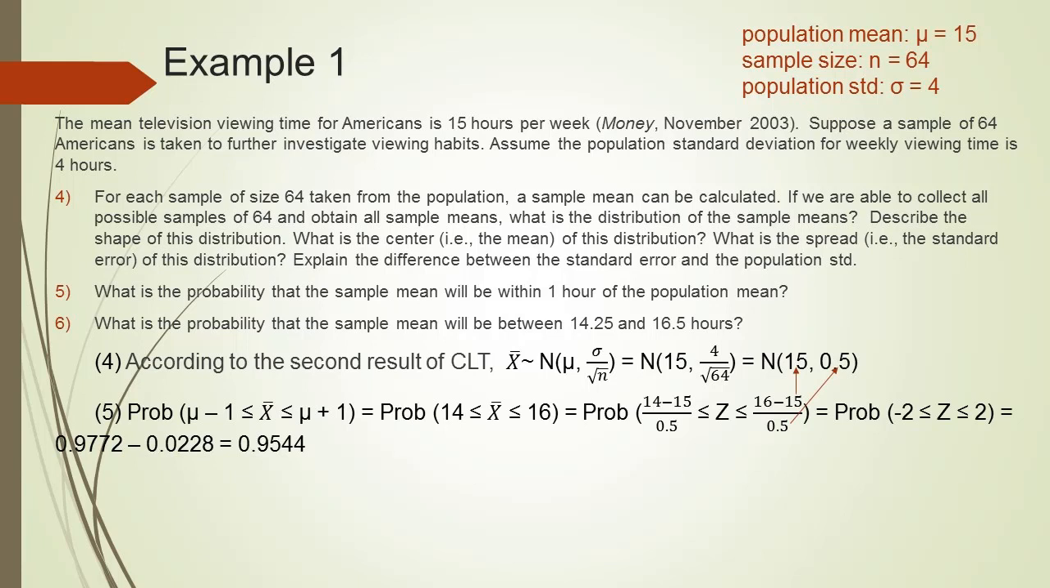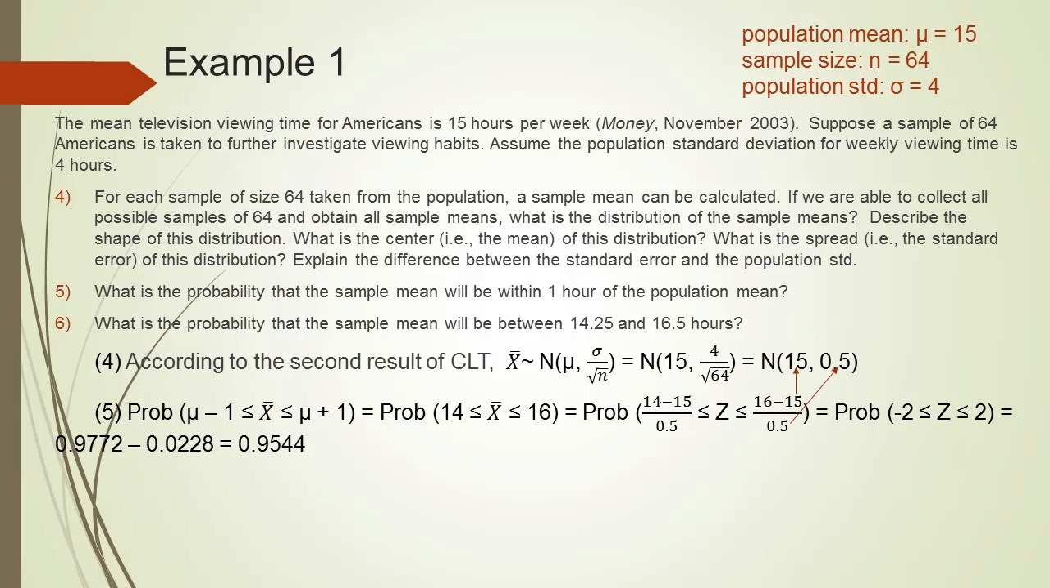Question 5 asks for a probability within 1 hour of the population mean. Population mean mu is 15. Within 1 hour of 15 is between 14 and 16 hours. Notice that 14 and 16 are actual observations. We have to convert them to their respective z-scores so that we can look up the z-table to find the probability in the middle portion.